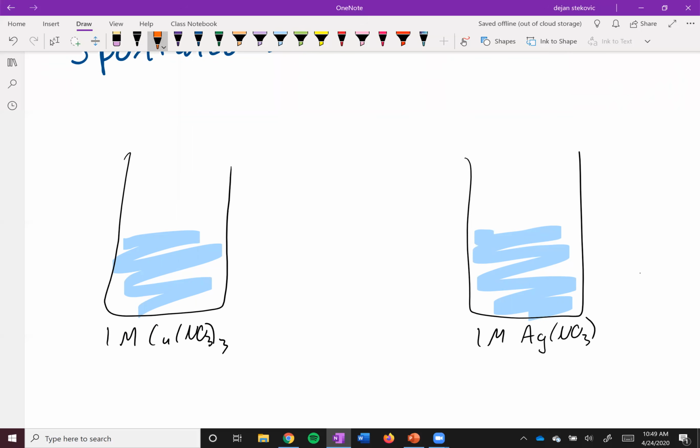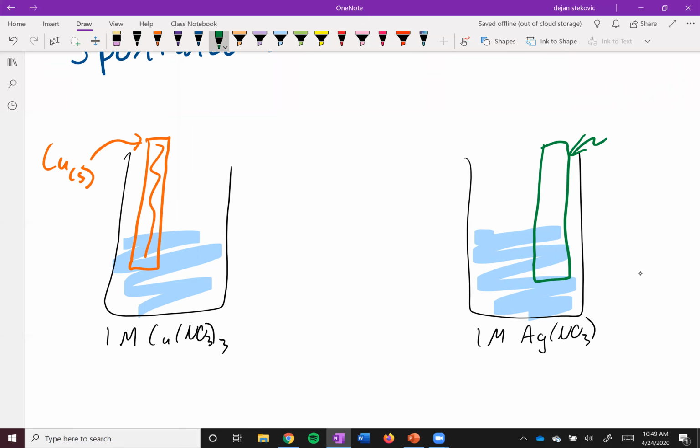Then in these 2 solutions, we're going to put electrodes. In our copper solution, we're going to put a solid copper electrode. And in our silver solution, we're going to put, in this case, a solid silver electrode. But on this side of the reaction, later on we'll see it can be any conductive material. It doesn't necessarily have to be silver or your element of interest.